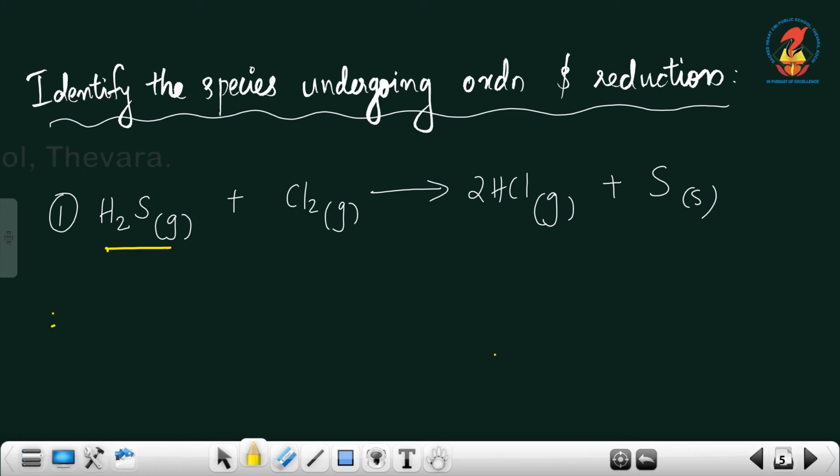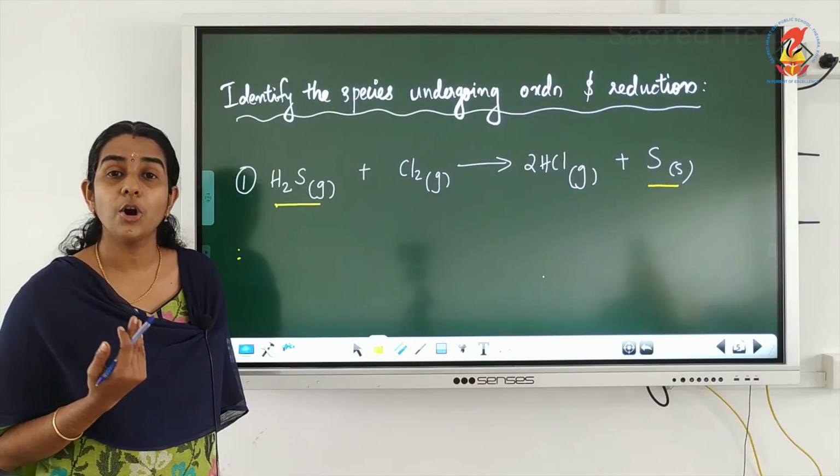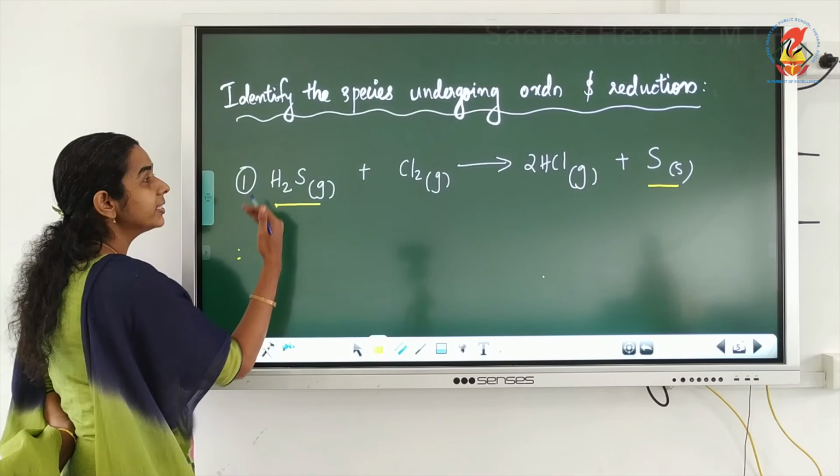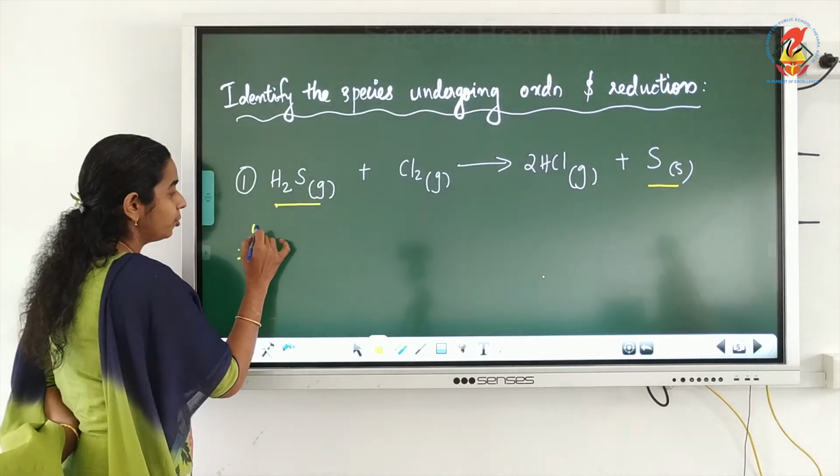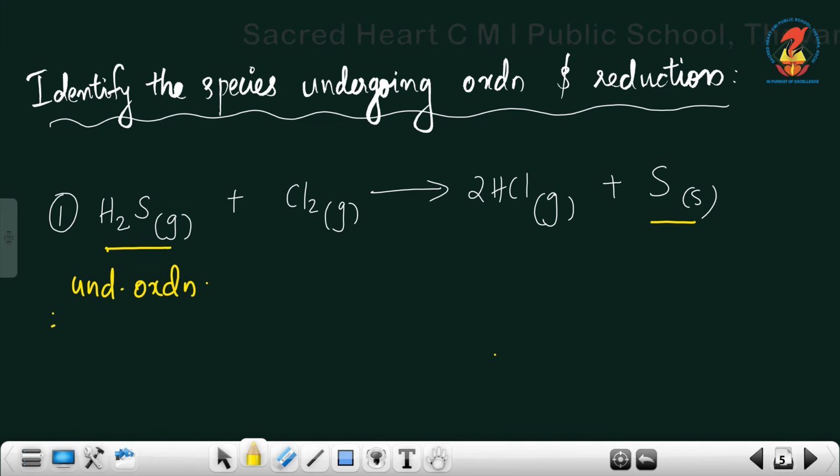H2S changes to sulfur. How does H2S become sulfur? By removing hydrogen. Removal of hydrogen is oxidation, isn't it? So who is undergoing oxidation here? H2S is undergoing oxidation, or we can say H2S is getting oxidized. The question is to identify which species is undergoing oxidation and which is undergoing reduction. So here which is undergoing oxidation? H2S. By removing hydrogen it becomes sulfur.